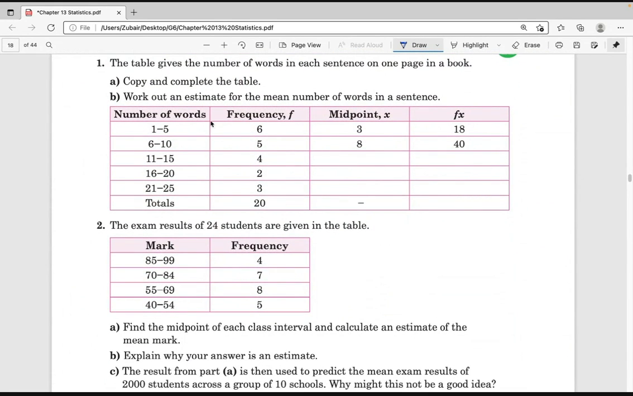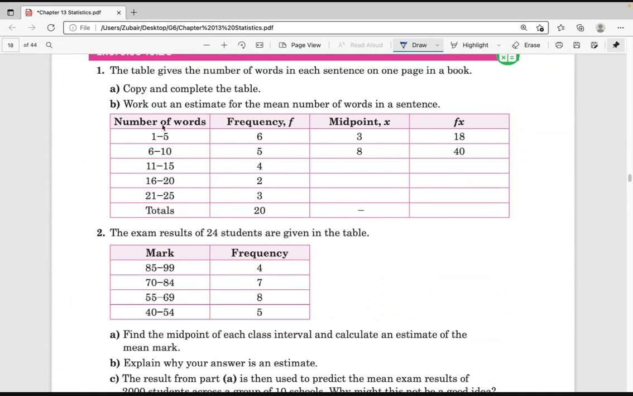First question. The table gives the number of words in each sentence on one page in a book. Copy and complete the table. Work out an estimate for the mean number of words in a sentence. So the table is already given for us. We just need to do the midpoints.